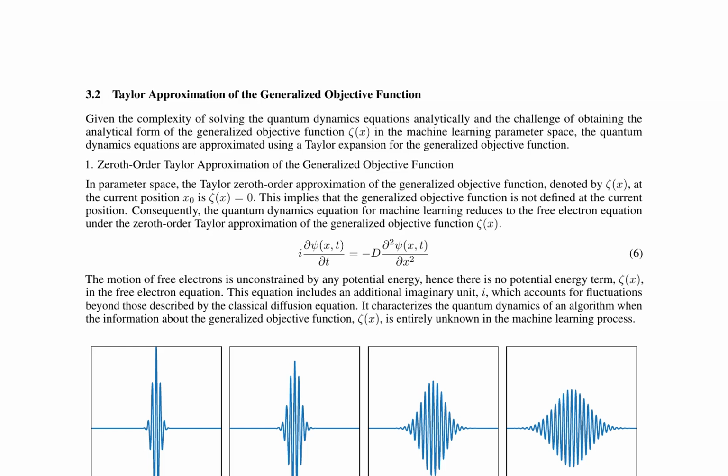Initially, they consider the zeroth-order Taylor approximation of zeta(x), which reduces to zeta(x) equals 0 at the current position x0. This implies that the generalized objective function is undefined at x0, and the quantum dynamics equation simplifies to the free electron equation, as described by equation 6. This equation characterizes the quantum dynamics of an algorithm when the information about the generalized objective function is entirely unknown in the machine learning process. The free electron equation, which incorporates an imaginary unit to account for fluctuations beyond classical diffusion, manifests as a wave packet dispersion process, as illustrated in Figure 2.